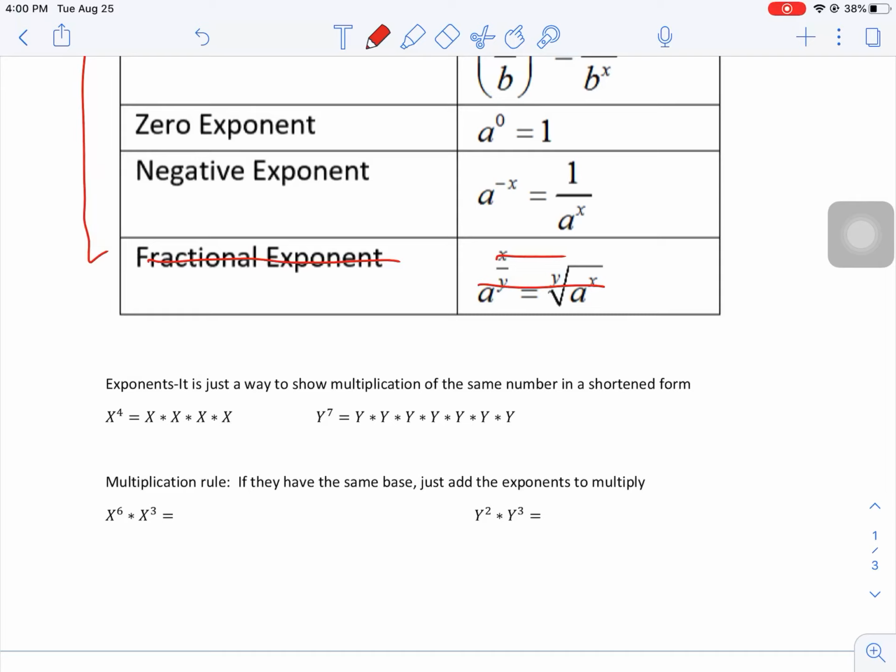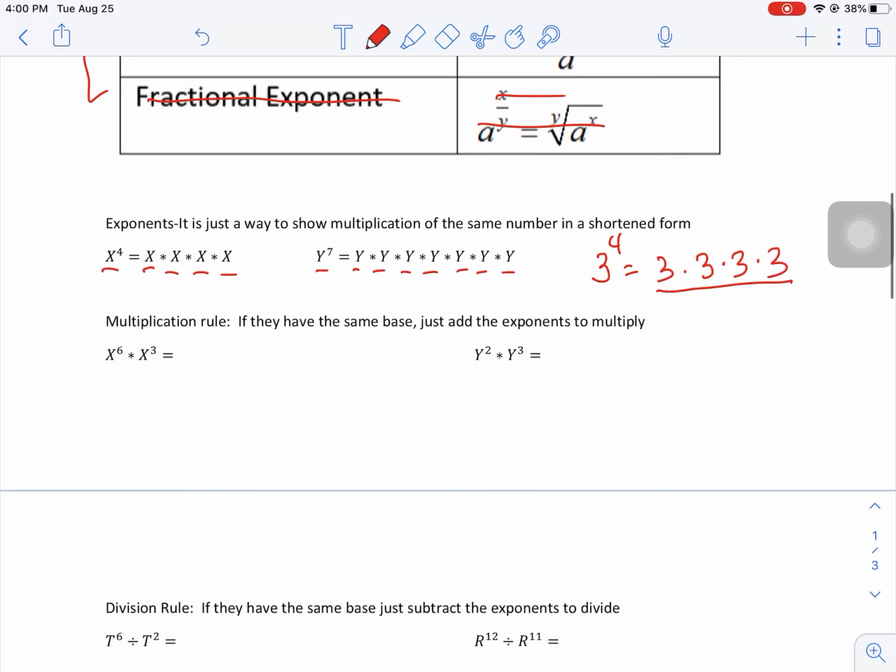So an exponent is just a way to show multiplication of the same number in a shortened form. So x to the fourth means x used 4 times in multiplication. Y to the seventh means y used 1, 2, 3, 4, 5, 6, 7 times in multiplication. So 3 to the fourth power just means 3 times 3 times 3 times 3. It's not 3 times 4. 3 times 4 is 12. This is going to get you a big number. I think it's 81.